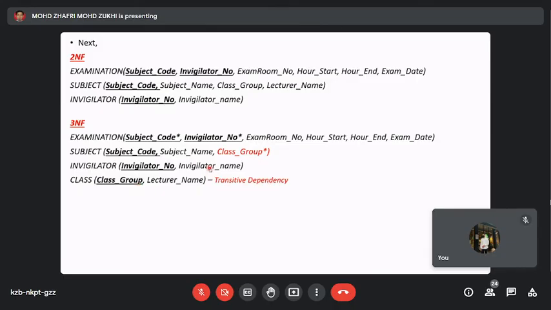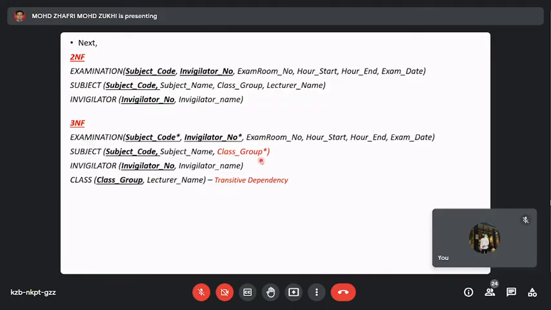Okay. Then for the subject, because subject and class has the relation, so we should maintain the class group, which is the primary key for entity class, but it will become the foreign key for the subject. Okay, that can be foreign key. So we put asterisk symbol here as a symbolization that this is the foreign key. So we know subject and class has a relation.